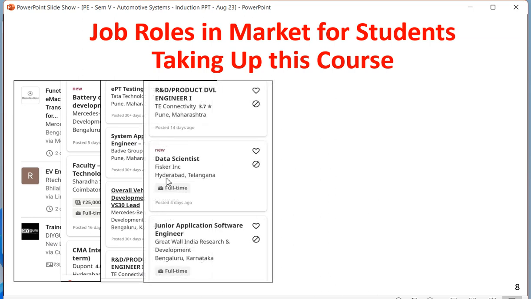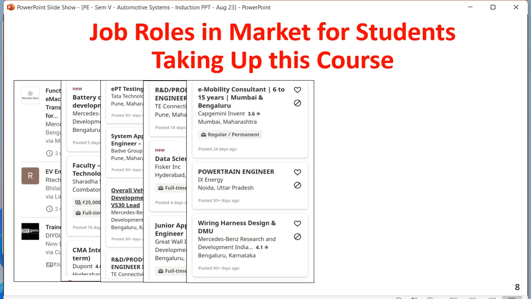Then you are finding data scientist. This is mainly chosen by CS and IS people. To collect all the data and to draw inference from many sensor data will be the main job of a data scientist. And R&D, product level engineer, junior application software engineer. So data scientist and software engineer are mainly for IS and CS people, and obviously EC engineers can compete in that. You should know Python, C, C++, Misra C and other things, AutoSAR as well.